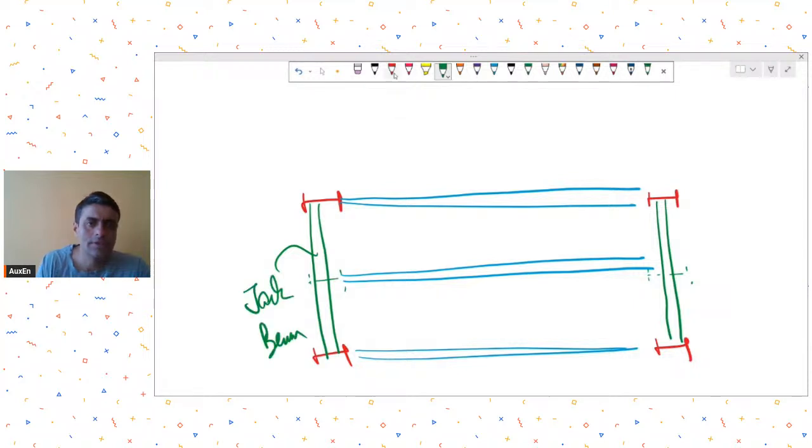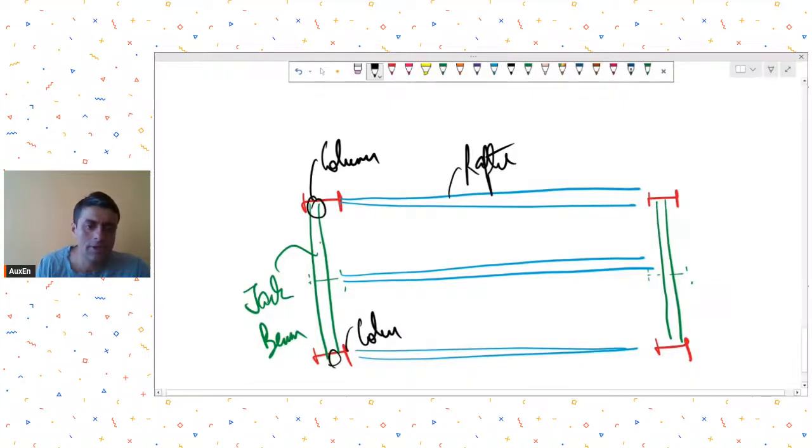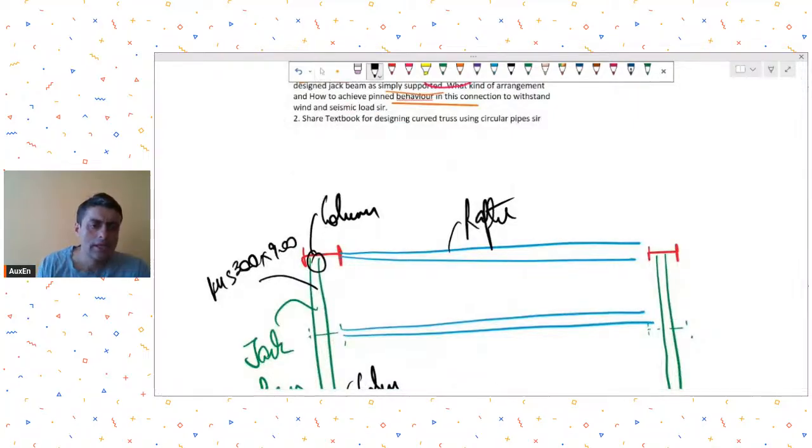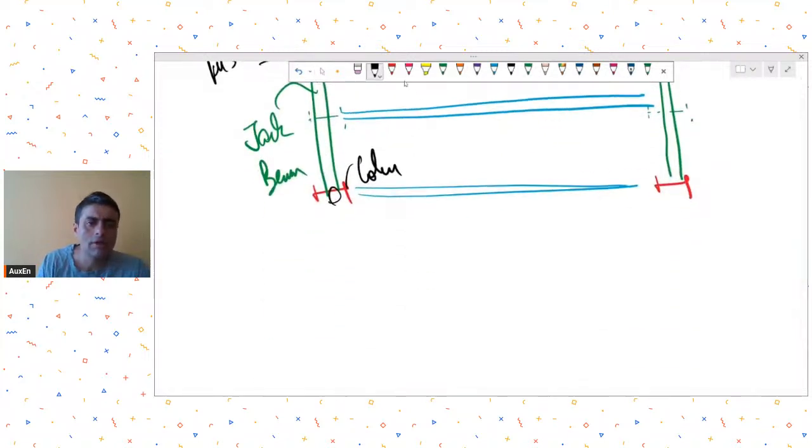This is the situation he is having. This is his column. So now this connection he is asking about, he has provided an RHS over here, 300 cross 900, cross 16. And this is an I section. So basically he is asking about the connection between the web of an I section column with RHS, and he wants to have a shear connection.